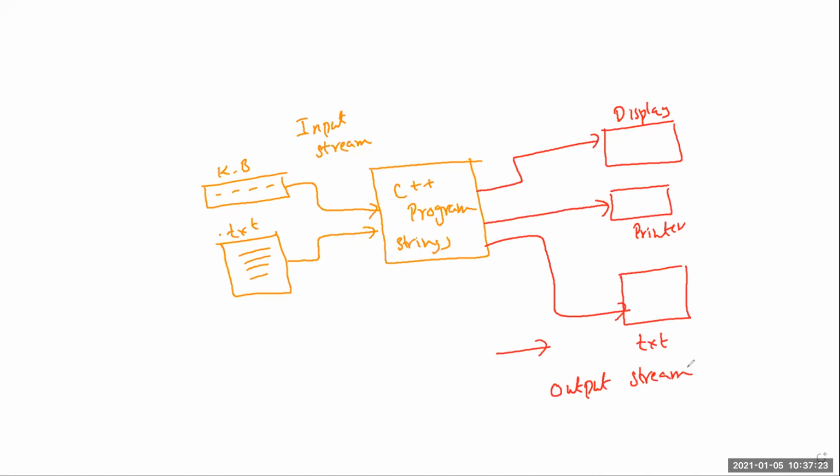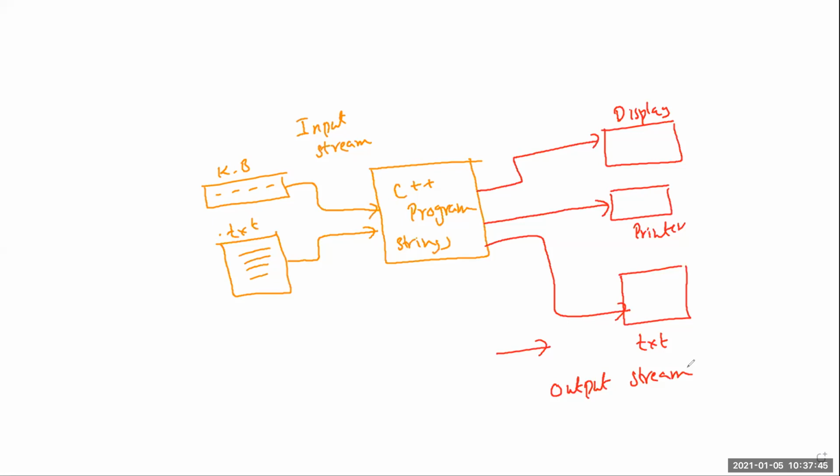Okay, because our point of reference is our program. When we are getting something from somewhere, it is called input, and we use the terminology input stream. And when we are sending some data either to the display or the printer or to a file, we are outputting something. Our program is outputting something, so that's why we call it output stream.